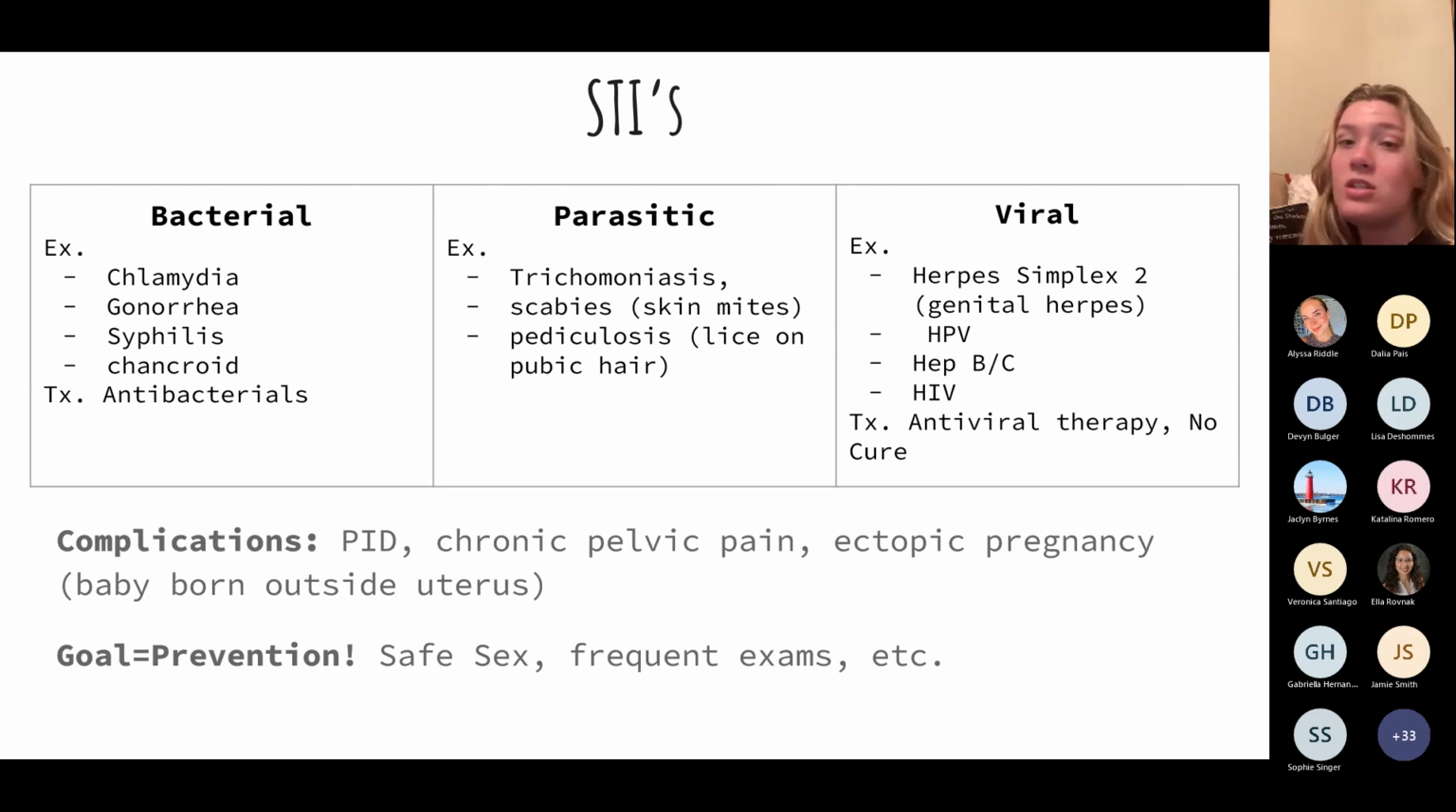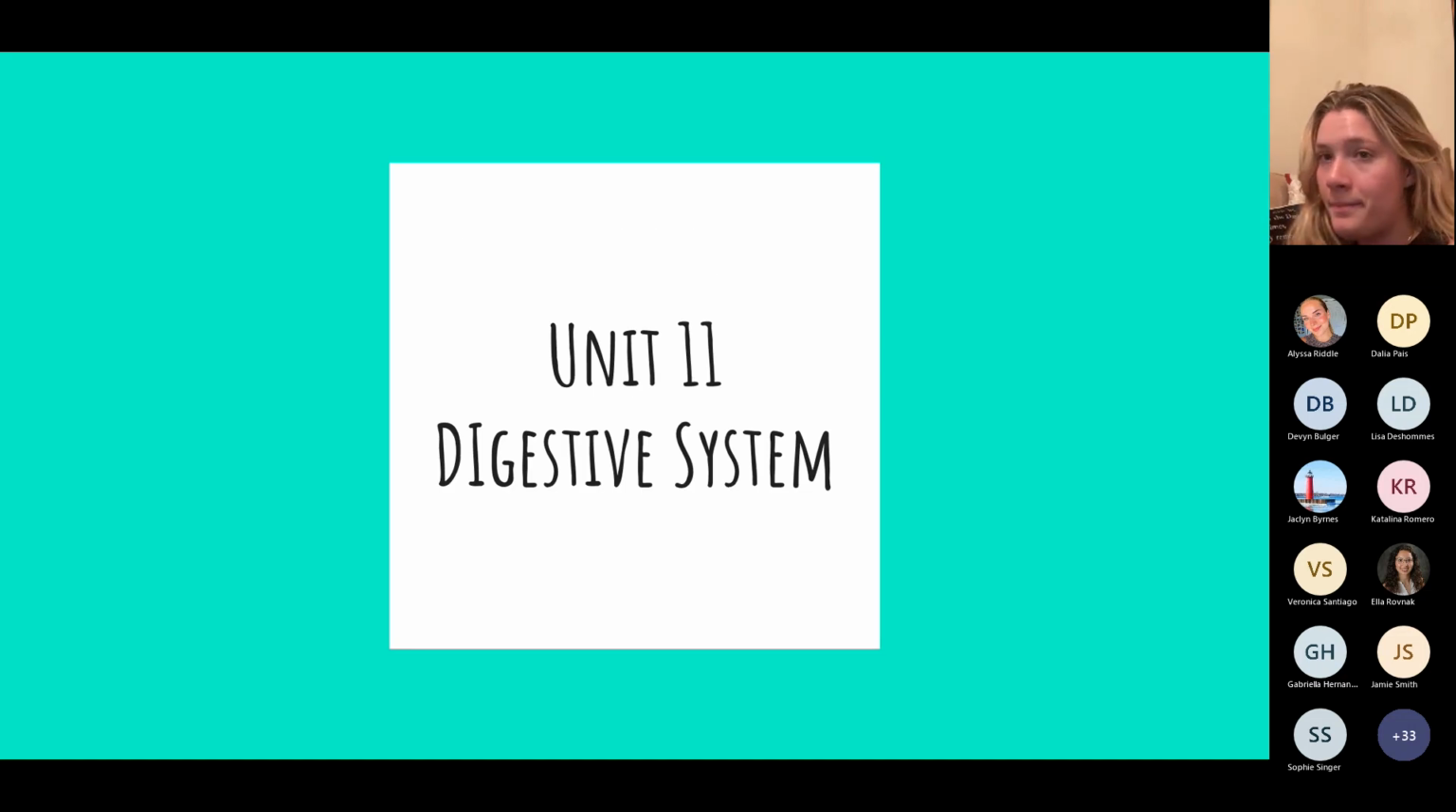So what are some complications of all STIs? A lot of it are more female-based: pelvic inflammatory disease, chronic pelvic pain, ectopic pregnancy, to name a few. So what's our goal for treatment? Safe sex, prevention for sure, frequent exams, etc.